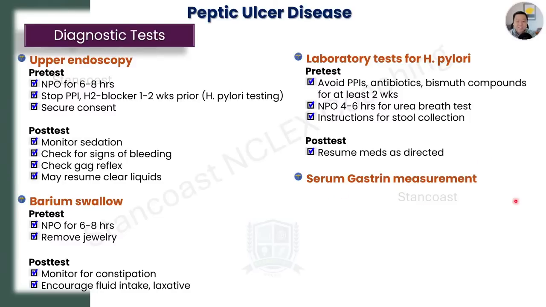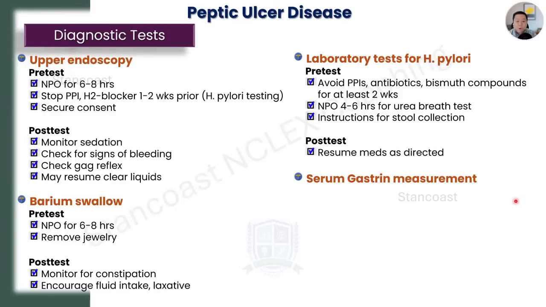Now, there is another testing. We have the serum gastrin measurement, which is indicated for the Zollinger-Ellison syndrome, or the ZES. And the ZES itself, the Zollinger-Ellison syndrome, involves a gastrin secreting tumor, or what we call a gastrinoma, that will cause excessive acid production. It can also lead to severe and recurrent ulcer.